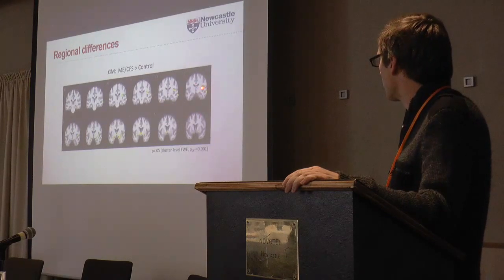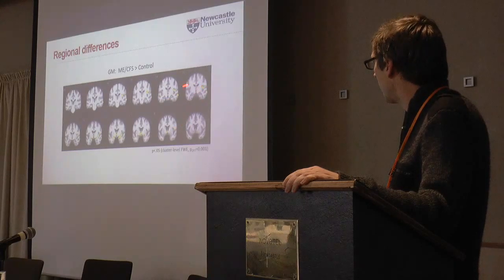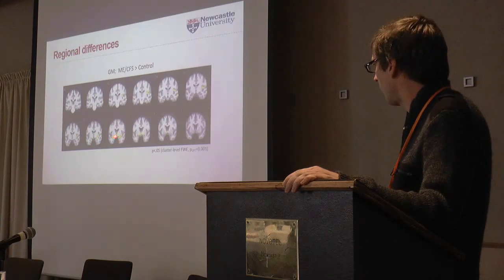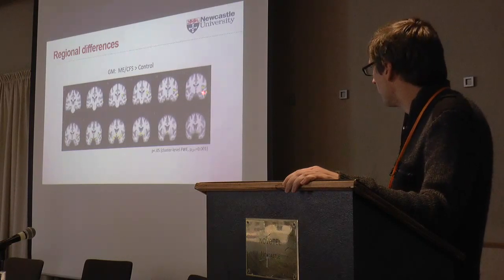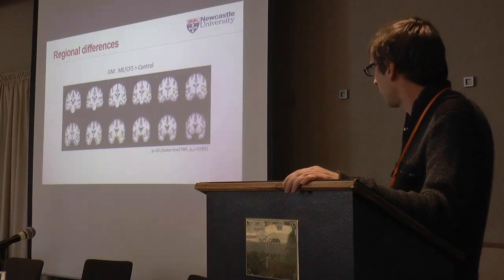The biggest cluster is in the posterior insula on the right-hand side, extending into the right amygdala. Another cluster is mostly centered on the left amygdala, extending into some central structures, which aren't quite clear what they are. And then a third cluster in the medial temporal lobe.